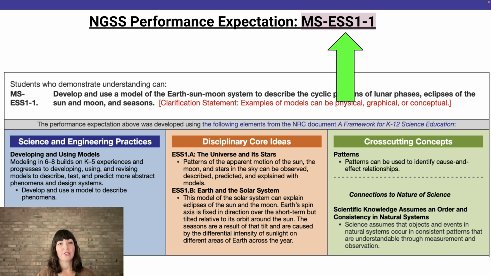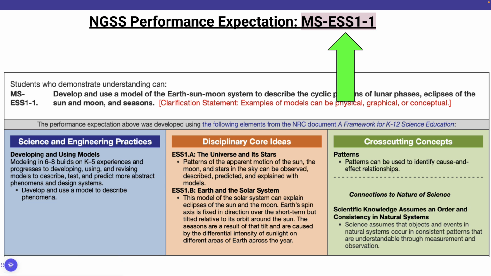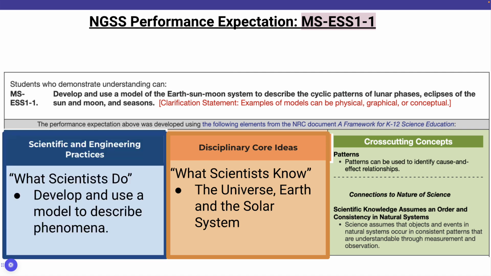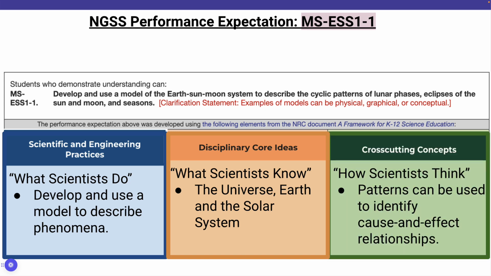Students who demonstrate understanding of this PE will know specific DCI, or disciplinary core idea, content about the universe, Earth, and the solar system. They'll also apply that knowledge by doing the SEP, the science and engineering practice of developing and using models. And all of this will happen through the lens of the CCC, or cross-cutting concept, using patterns to identify cause and effect relationships.